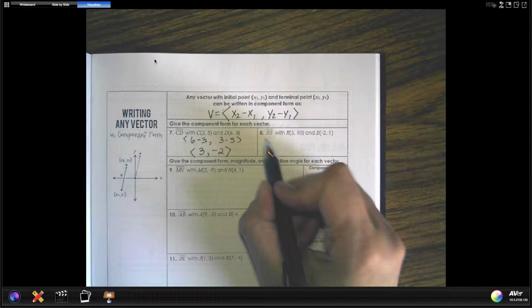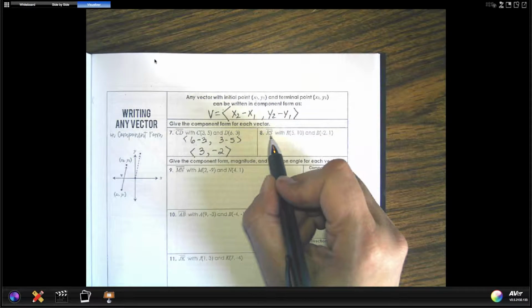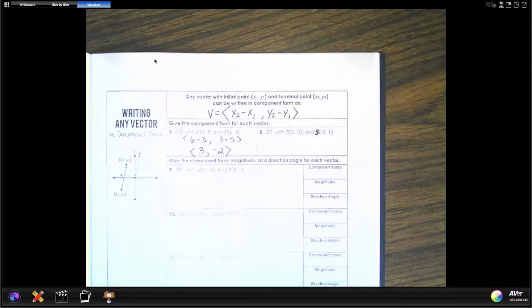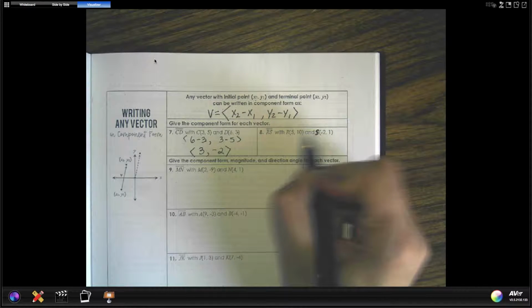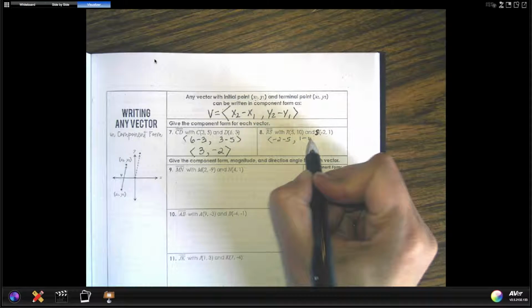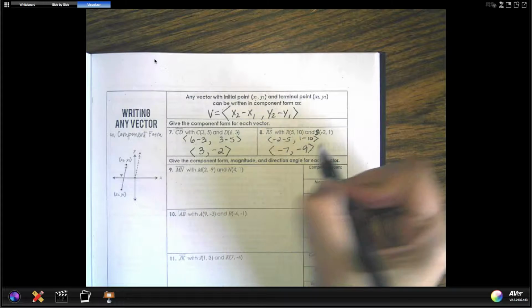So let's look at number 8, R and S. Oh, I don't know why they put RB, this should be an S, not a B. So we're going to take negative 2 minus 5 and 1 minus 10. That's negative 7, negative 9. That's your vector.